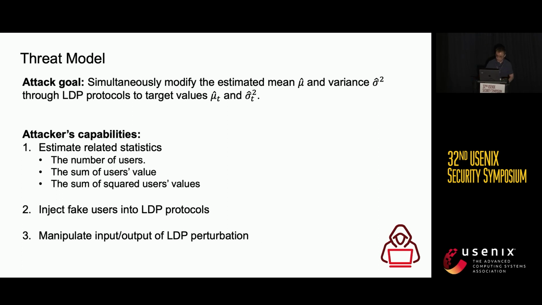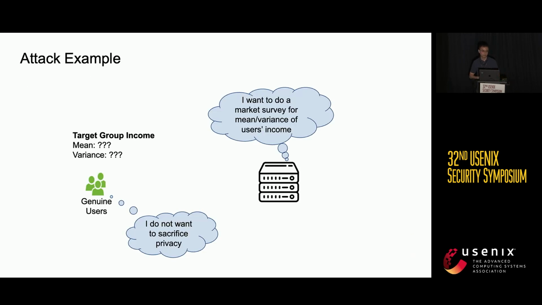All right, so with all these assumptions, I'll give you an intuitive example here. Say a company wants to do a market survey to know the mean and variance of the users in a target group. They want to know the mean and variance of their income, while the users may not be willing to share the information because of security and privacy concerns.